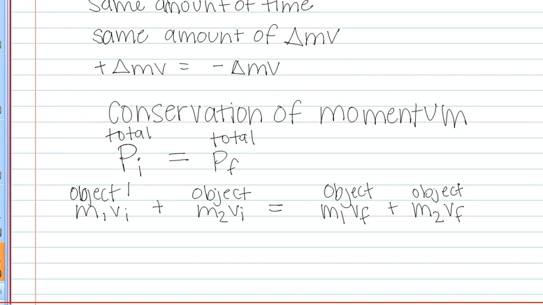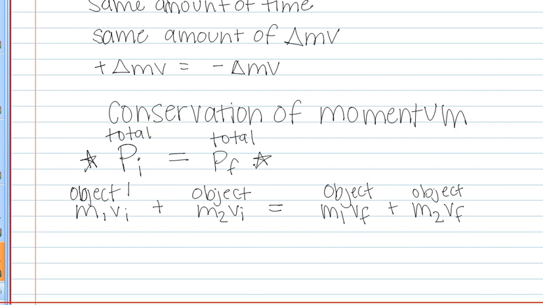This would work if we had 2 objects, 3 objects, 4 objects. No matter what, if the forces are only acting on these objects and there's no outside forces created by anything, momentum will be conserved, and our total initial momentum will equal our total final momentum.